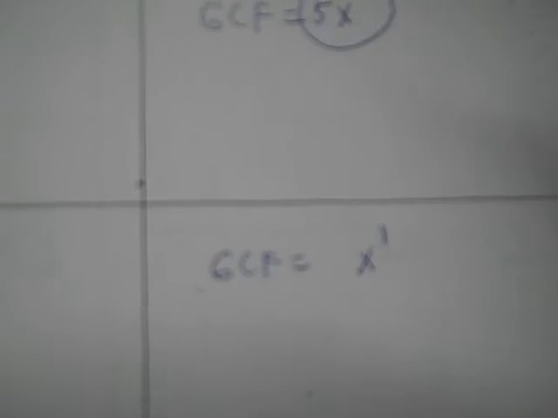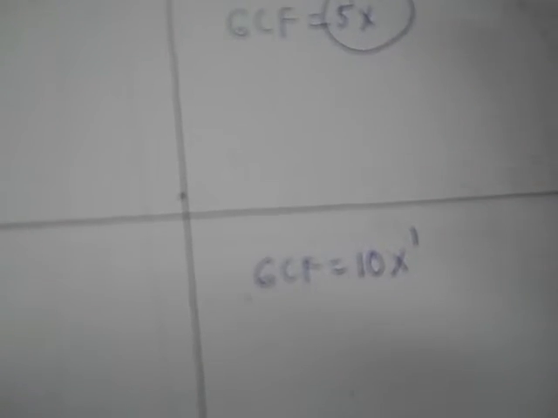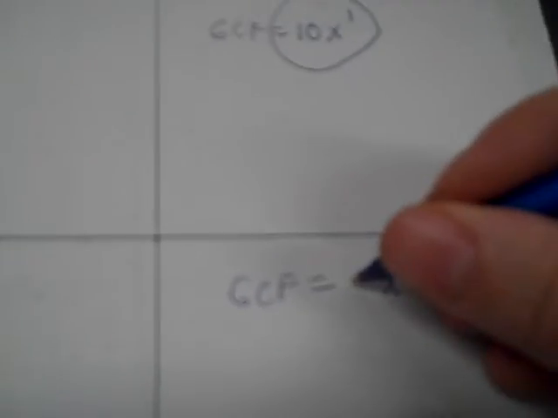GCF here, you've got x to the second and x to the first. So again, we take the x with the smaller power. And then again, the numbers are exactly the same, 10 and 10. So 10 is the GCF. Next, GCF: you've got x to the second and x to the first. So x to the first is the x term. And then we've got 20 and 20. Again, they're the exact same numbers, so 20 is that number.